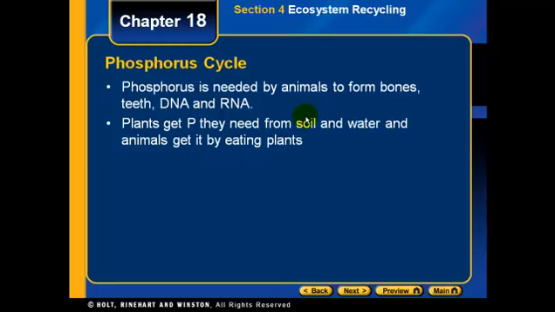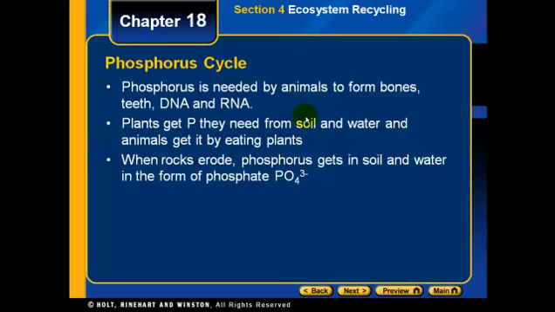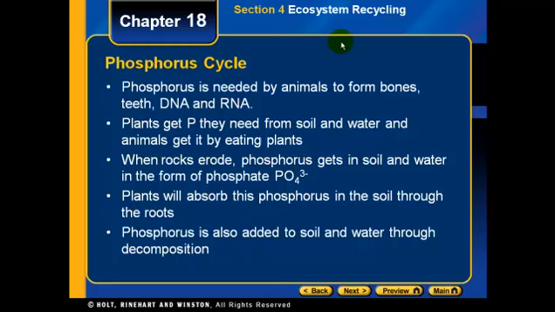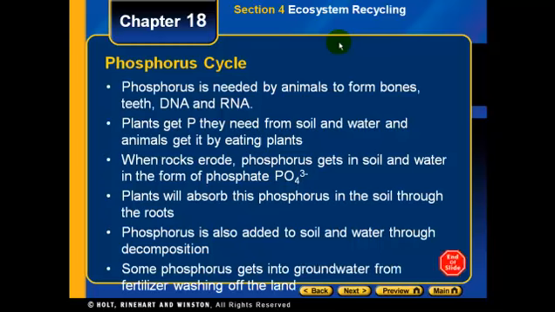Plants get the phosphorus they need from the soil and water, no problem. And animals get it by eating the plants. When rocks erode, phosphorus gets into the soil and water in the form of phosphate, PO4. Plants will absorb this phosphorus in the soil through the roots. Phosphorus is also added to the soil and water through decomposition. Some phosphorus gets into groundwater from fertilizer that's washing off the land.